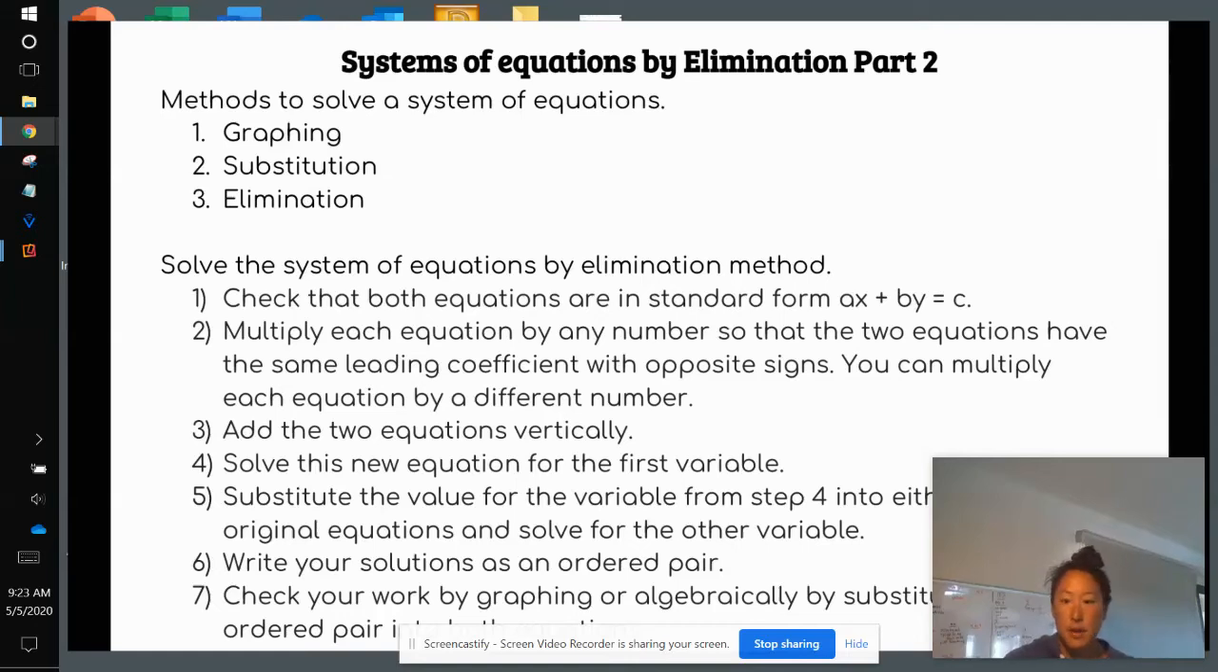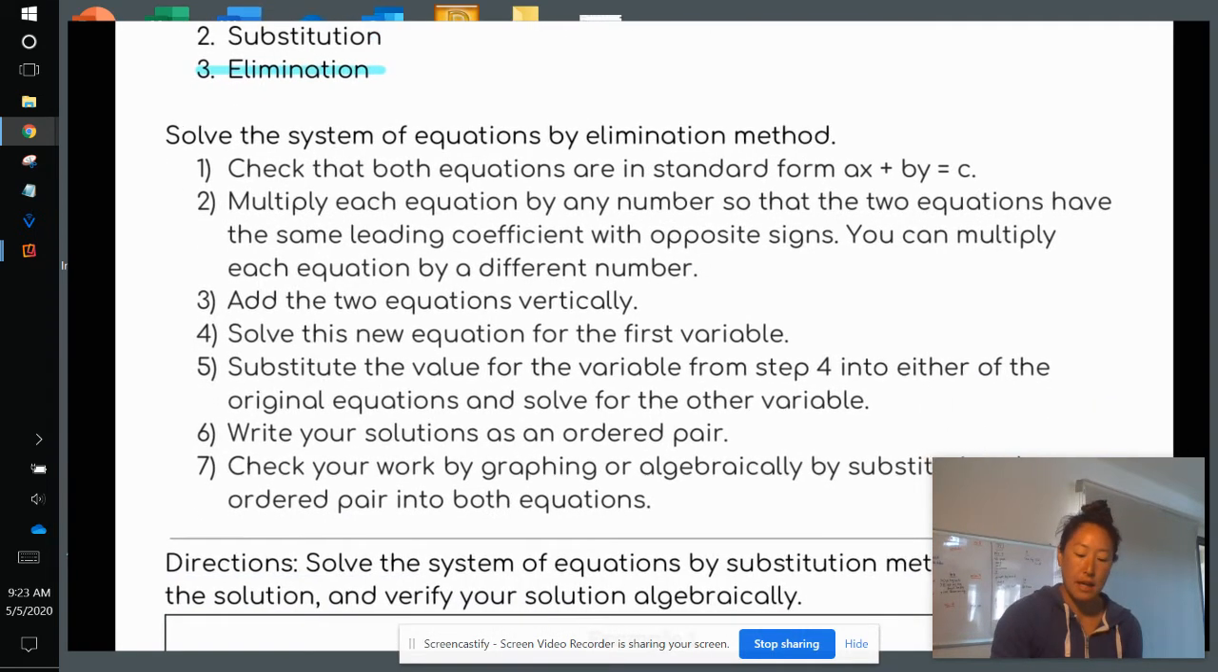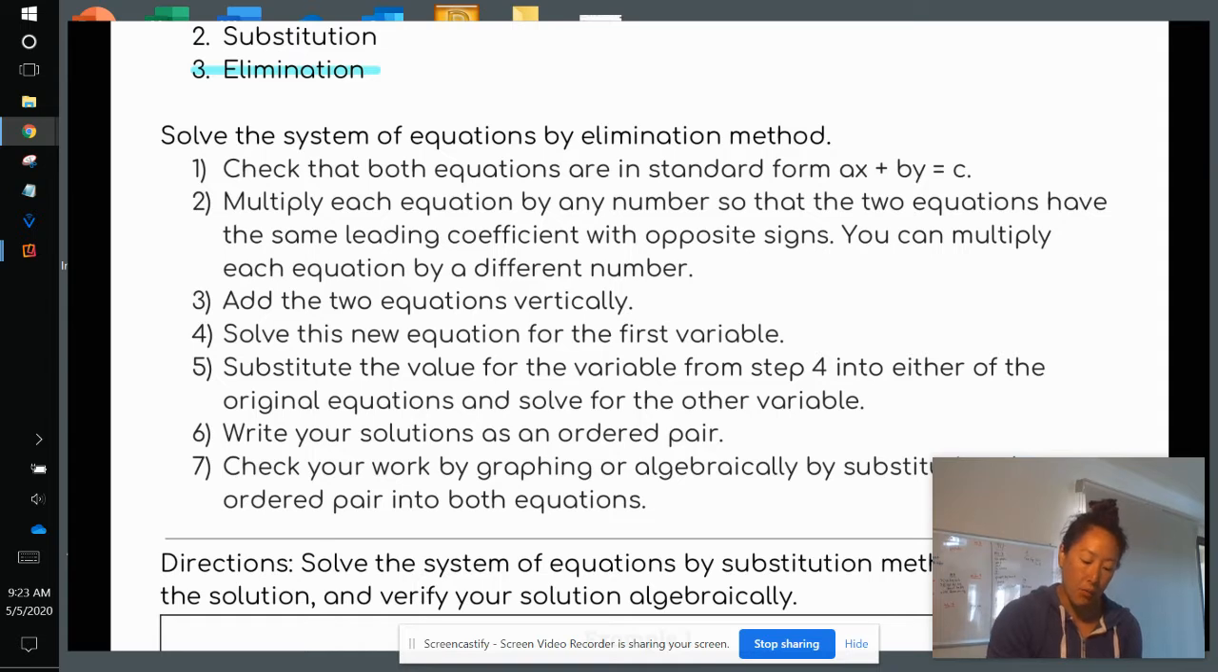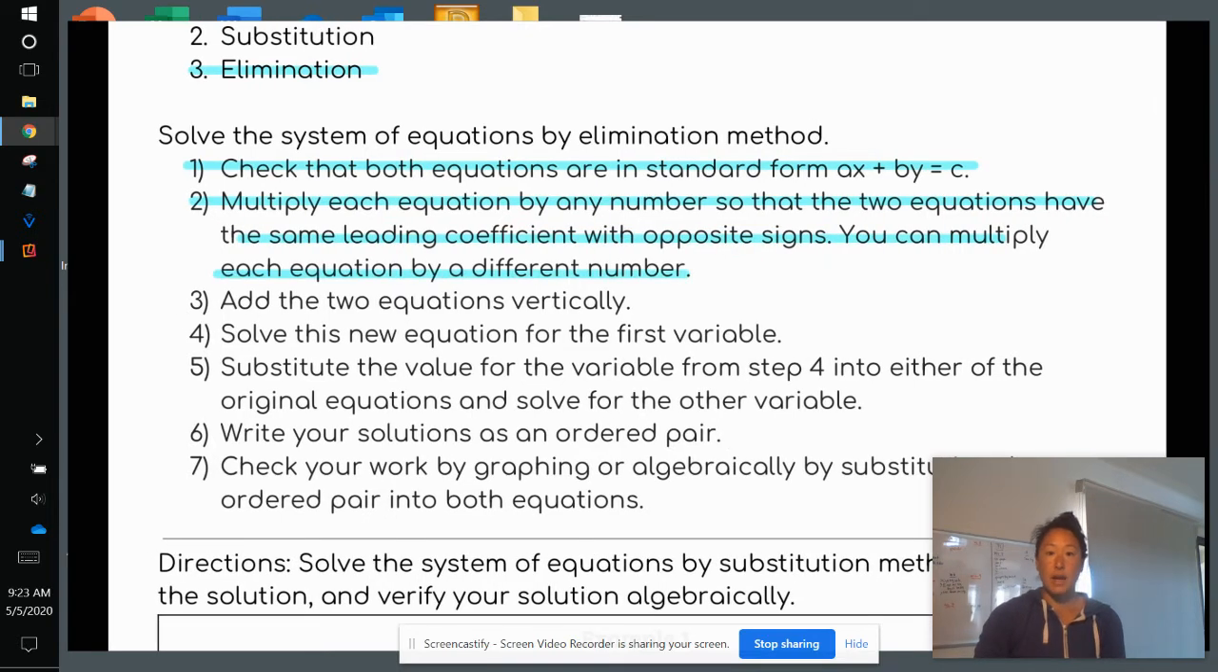Today is the last part of systems, so we're doing elimination, but with a little bit trickier problems. So elimination, same steps as last time, but we're really going to have to make sure to do steps 1 and steps 2 before we do the rest.